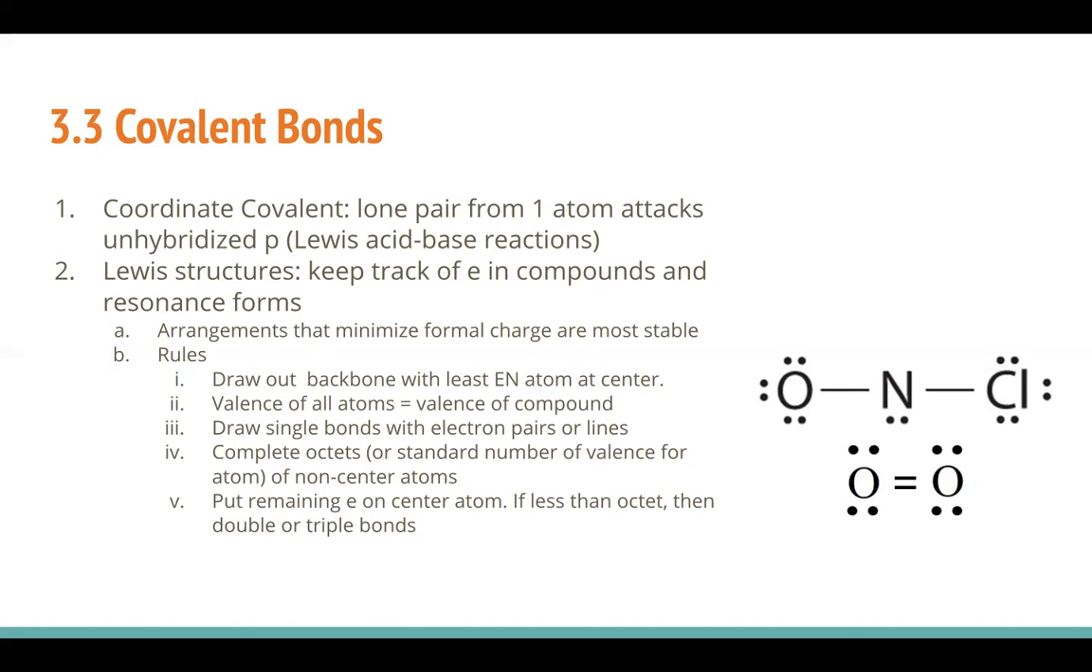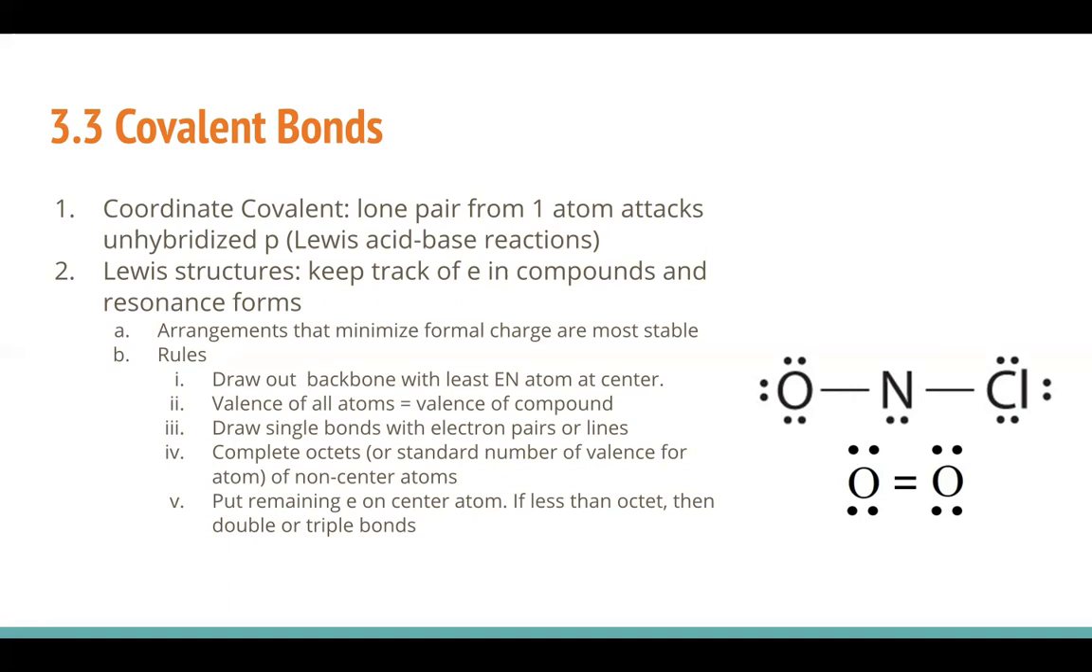We'll talk more about formal charge on the next slide, but just remember that the less charge that is on the atom, the more stable it is. And so when you draw Lewis structures, just draw out the backbone with the least electronegative atom at the center. Then count out all the valence electrons in the compound, and when you draw out the structure, the number of valence electrons in the compound should equal the valence of all the atoms.